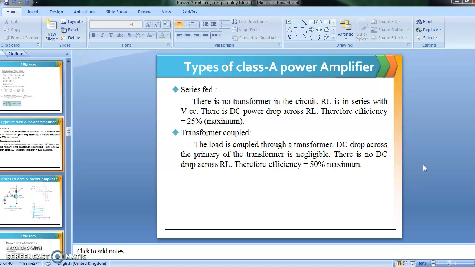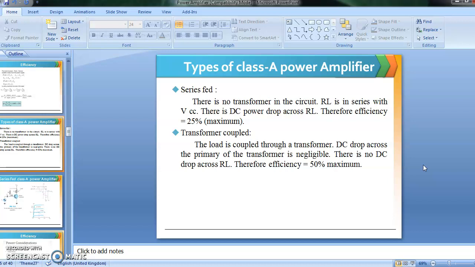In series feed there is no transformer in the circuit. Here RL is in series with the VCC. If RL is placed across the collector terminal, there is a DC drop across RL, so the efficiency will be reduced, that is 25%.